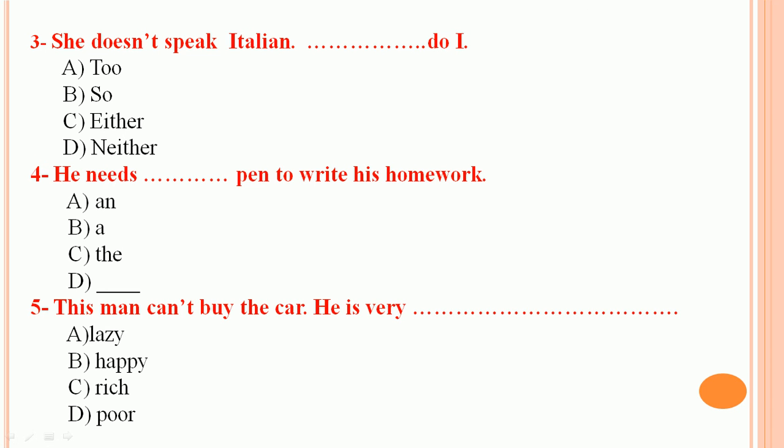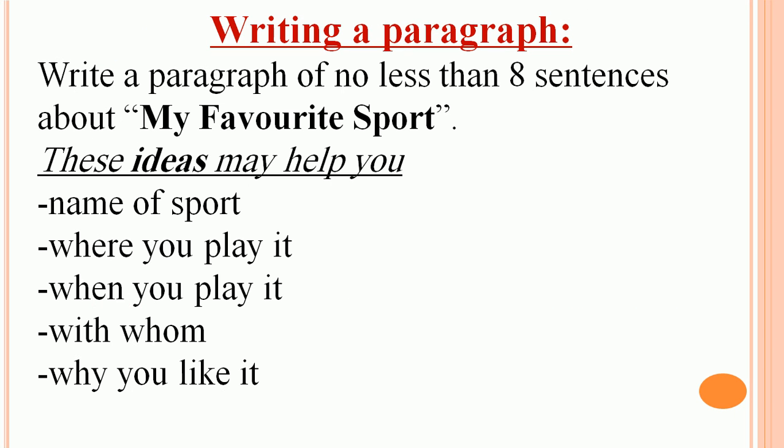Number 5, this man cannot buy the car. Cannot buy the car because he doesn't have enough money. So he is very poor. So the word poor here is the correct answer. Okay, now let's move to writing section.